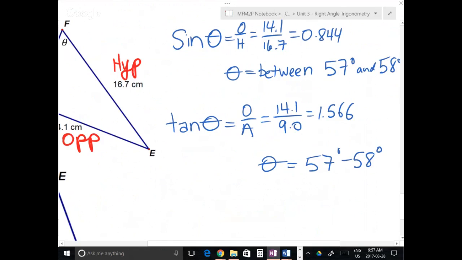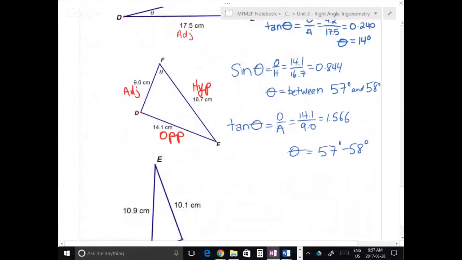Great. Is everyone comfortable if we don't do cos? The three should always agree. So if you ever do more than one and they don't agree, one of two things has happened.